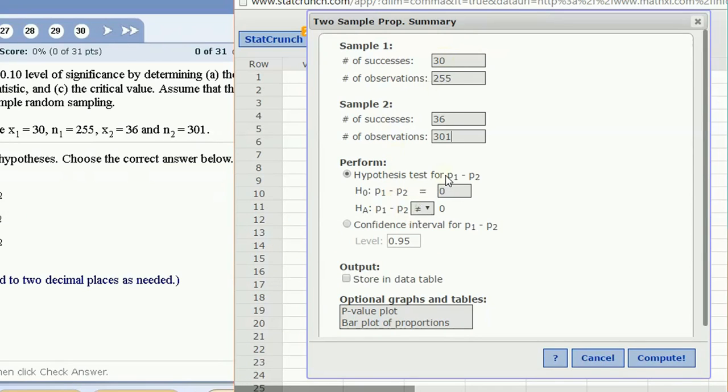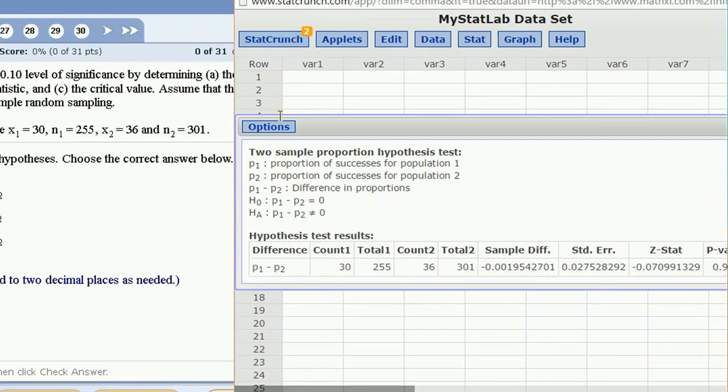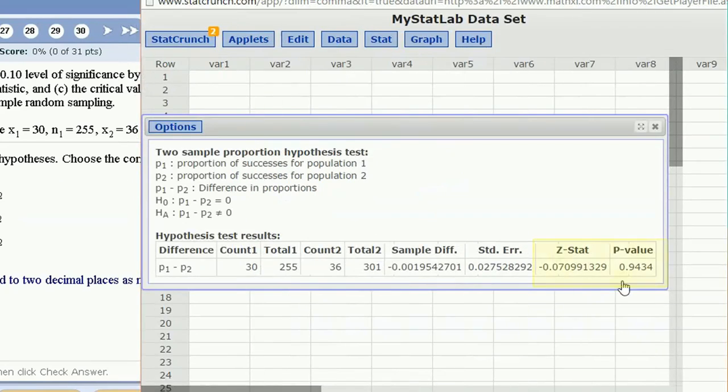And now for the hypothesis test, notice the difference in the way it's shown. P1 minus P2 equals 0 is the same as P1 equals P2. So that's what we pick, and for the alternative we pick not equal to, that's what we want. And just click Compute, and that'll do the hypothesis test. We're going to get a p-value as well as a test statistic.